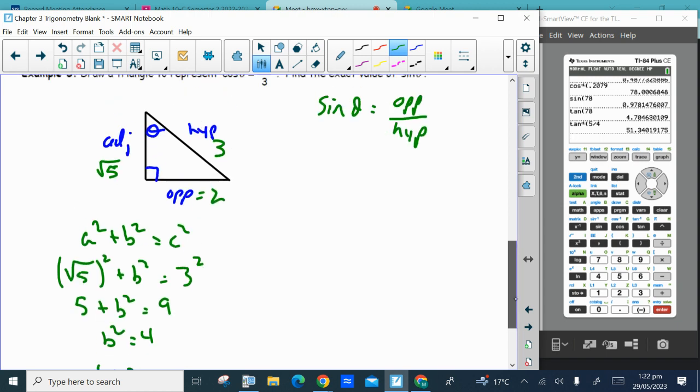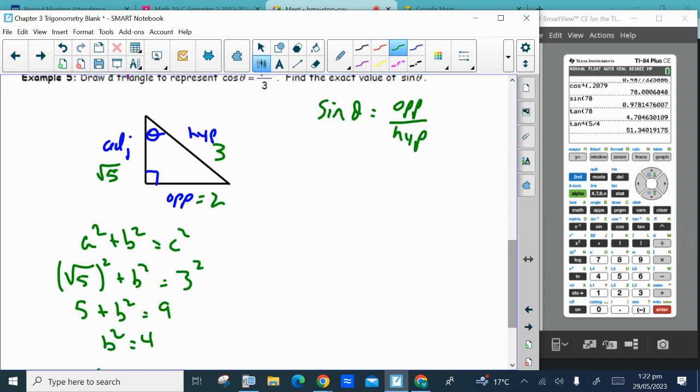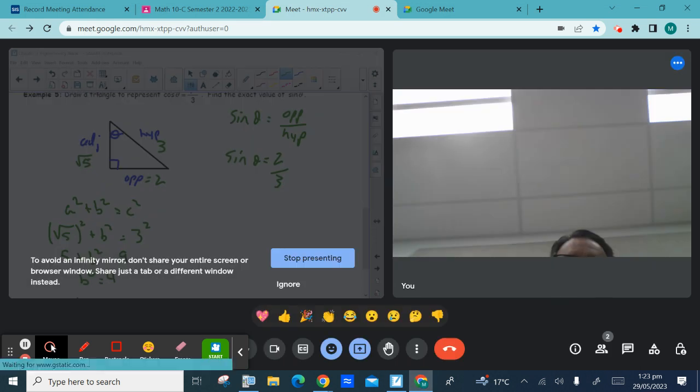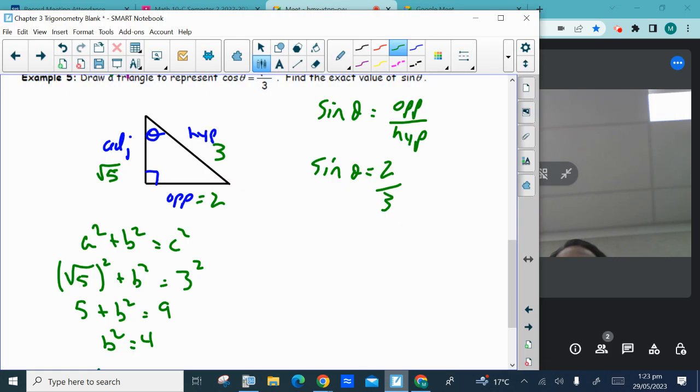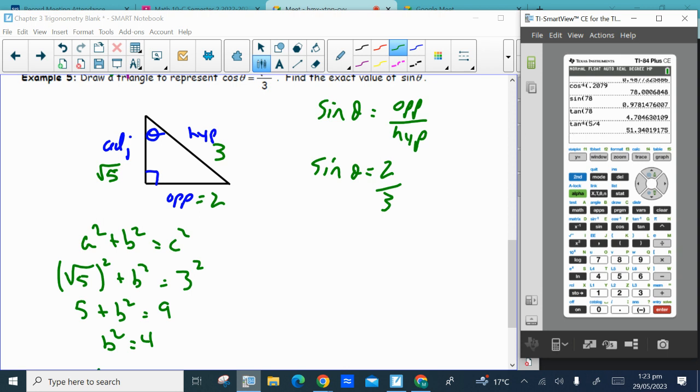So now we can state the exact value of the sine of theta. Again, it's opposite, which is 2, over hypotenuse, which is 3. There's the exact value. The exact value tells us that we'll leave it like that, because if you turn it to a decimal, you'd have to round it, and it's no longer exact. So it stays like that, 2 over 3. All right?